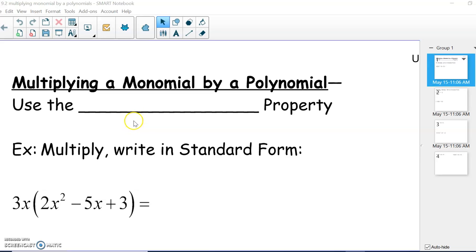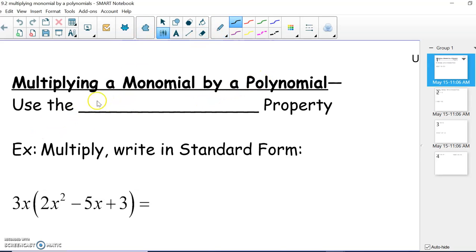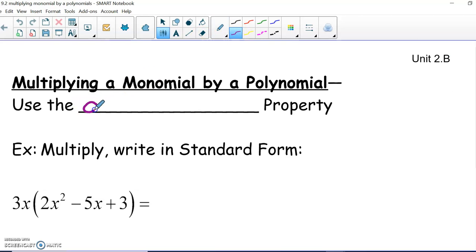This is Algebra 1, Lesson 9.2, Multiplying Polynomials. So we're going to break this up. What we're going to talk about today is just multiplying a monomial times a polynomial. Remember, a monomial has one part, a polynomial has multiple parts. So what we're going to do is use the distributive property when we multiply our polynomials.